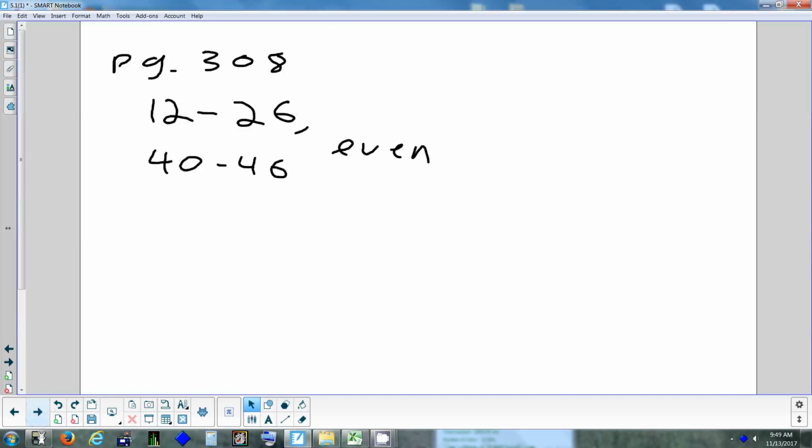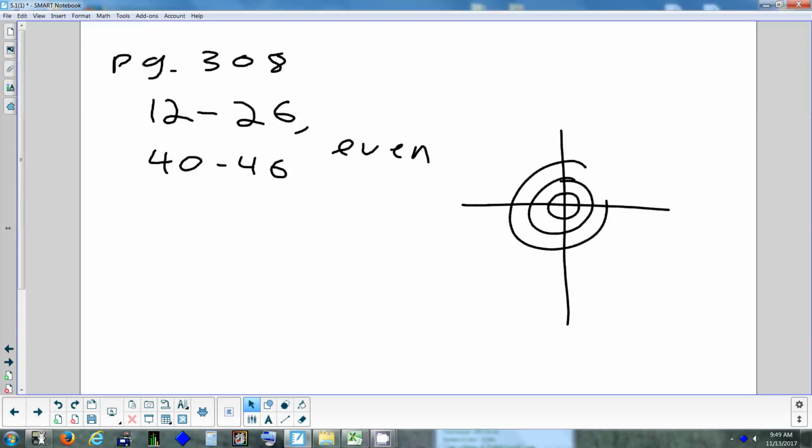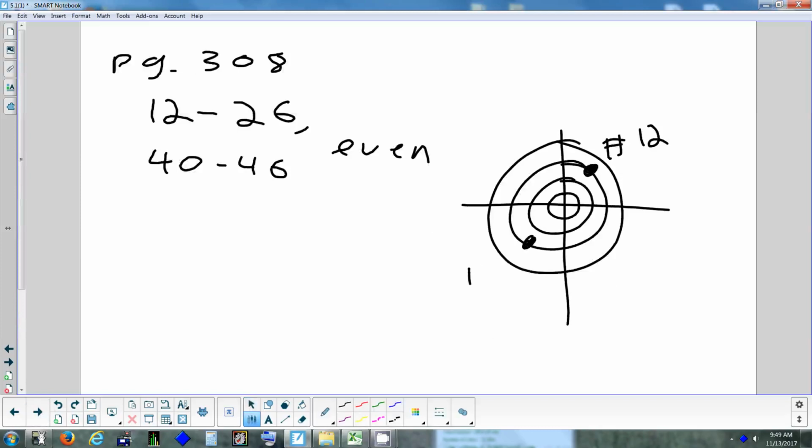All right, so homework tonight. There is a little bit of graphing, so what I would do is, by hand, or you could print it out, sketch one grid on your paper, and then you can just label your answers, like number 12, number 14. Okay. Just make one grid and sketch all the points on that same grid. Okay. So it's 12 to 26, 40 to 46.